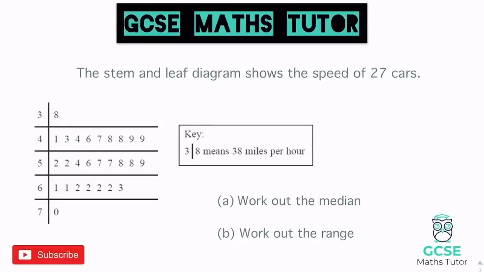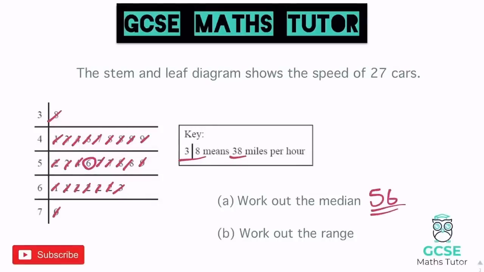get from the middle. So 1, 2, 3, 4, 5, 6, 7, 8, 9, 10. And then going from the back, 1, 2, 3, 4, 5, 6, 7, 8, 9, 10. Now I'm just going to do one from each side until I get one in the middle. So 1 and 1, 2 and 2, 3 and 3, and I'm left with this one here. Don't forget the key though, it says 3-8 or 3 line 8 means 38. So that's next to the 5, so it's 5 and 6, which is 56. So the median there would be 56.